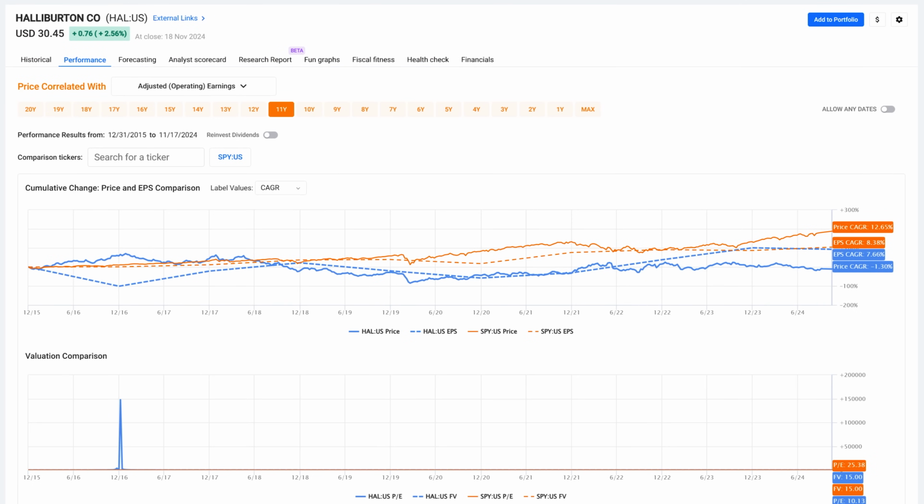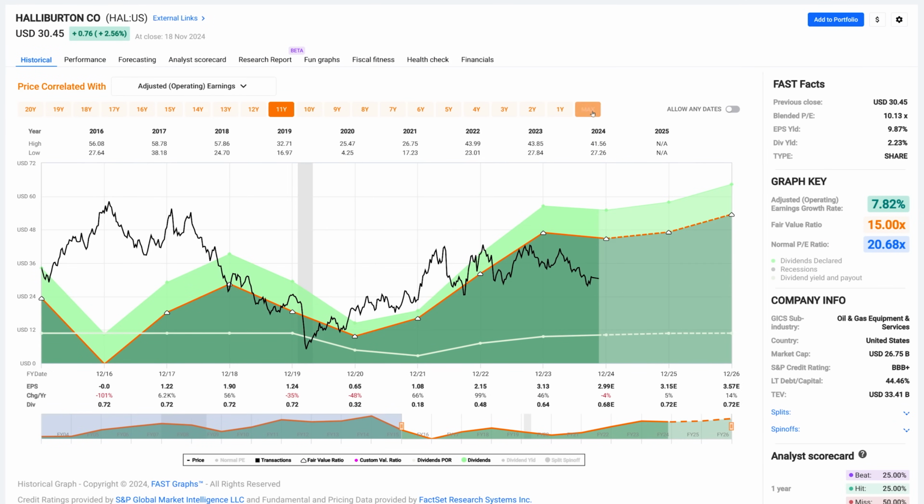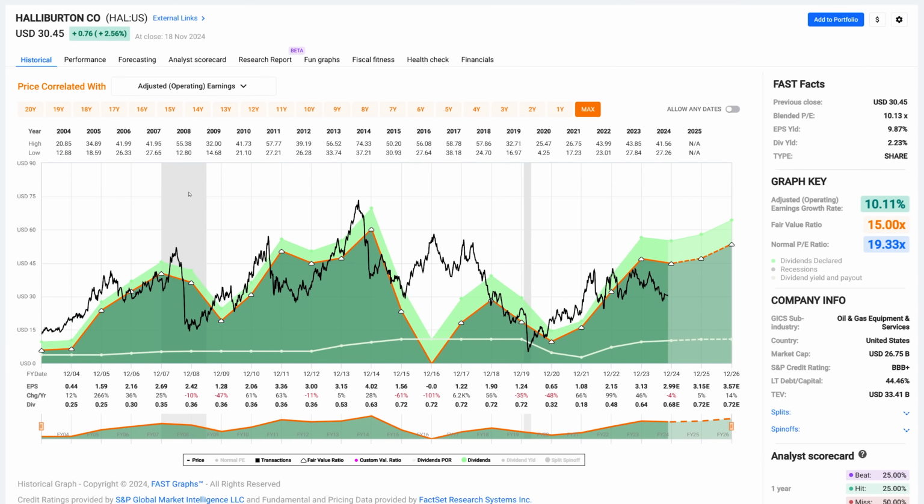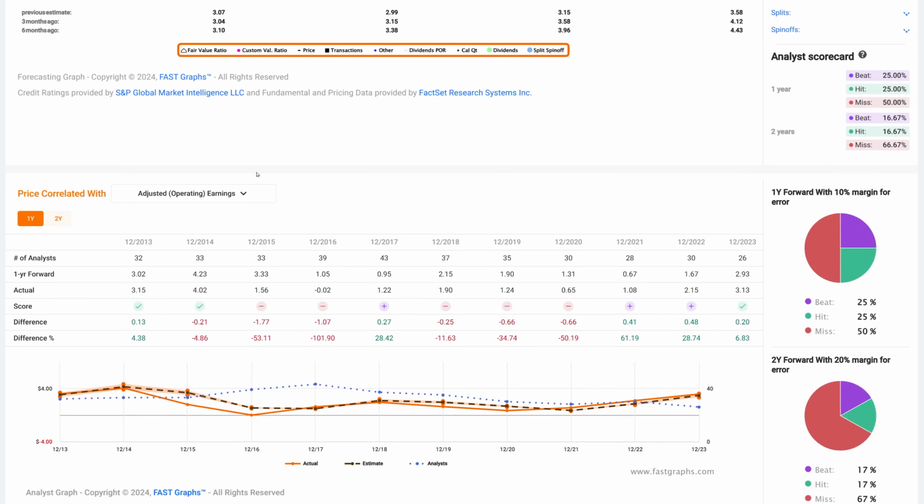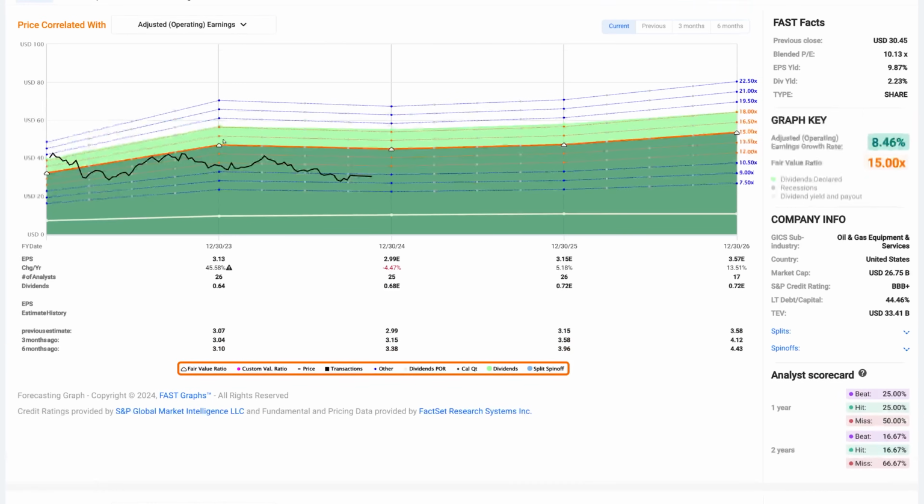So with Fast Graphs, I can really learn and evaluate, and I can learn so much. If I'm going to invest in Halliburton, with its great reputation, I have to recognize what kind of company it is and what I can expect going forward. And again, an earnings scorecard that's sketchy at best. On a 2-year forward, they've missed it over 67% of the time. The analysts have been wrong.